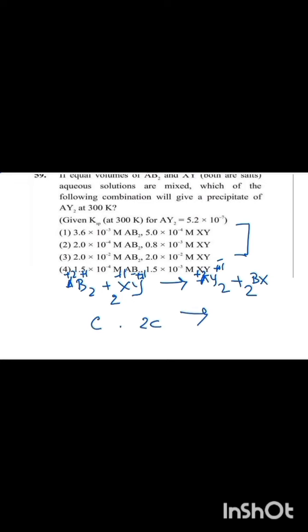Now when will the reactant give product? Ksp value is also given. Ksp at 300 Kelvin is 5.2 × 10 to the power -7. So which of the following will give a precipitate? When does precipitate form? For any reaction to give a precipitate, it must be in forward direction. So we have learned about Ksp, which is given here.